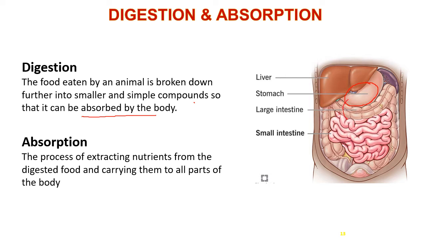the intestine. In the intestine, especially in the small intestine, the absorption process happens. The process of extracting the nutrition from digested food and carrying it to all parts of the body is called absorption.